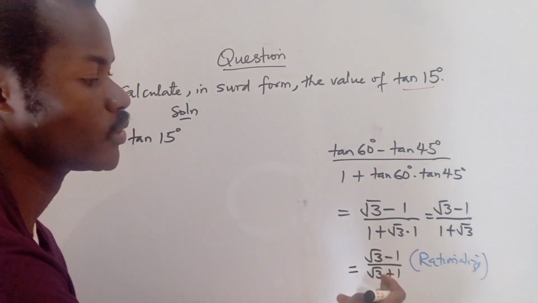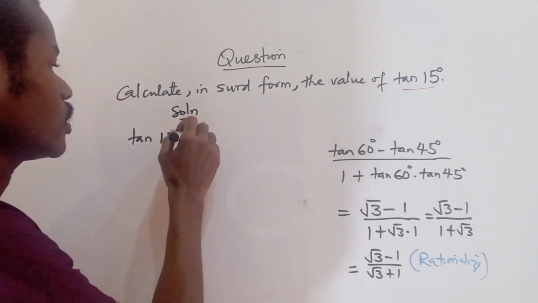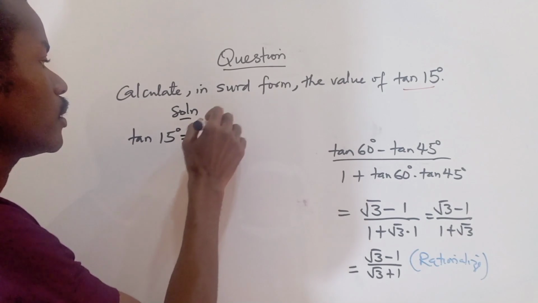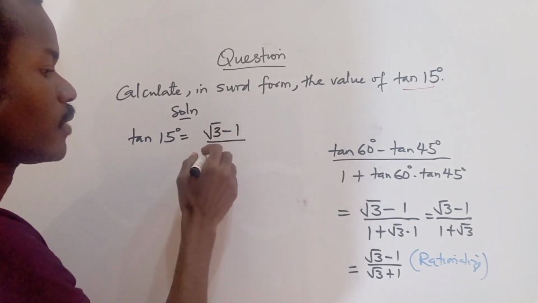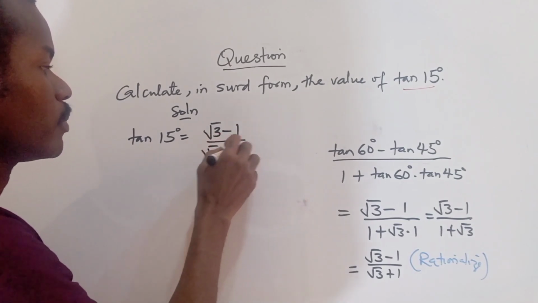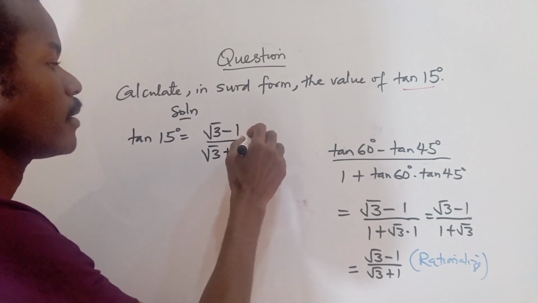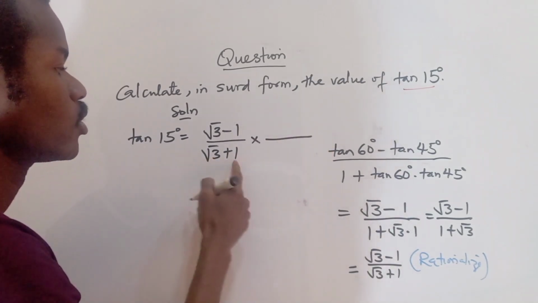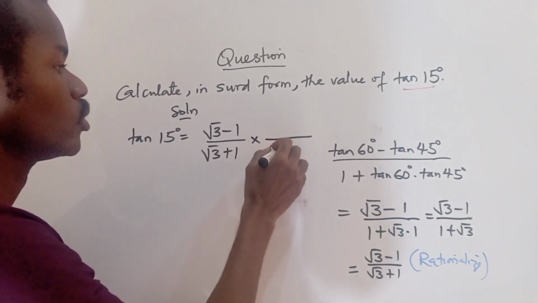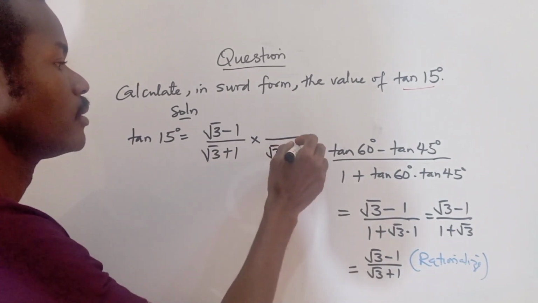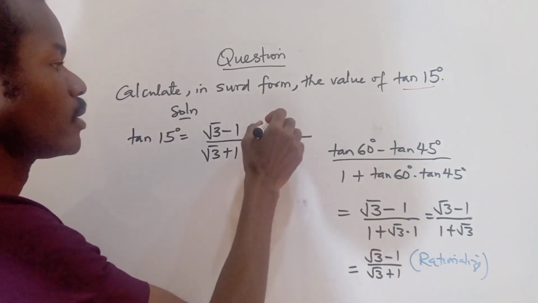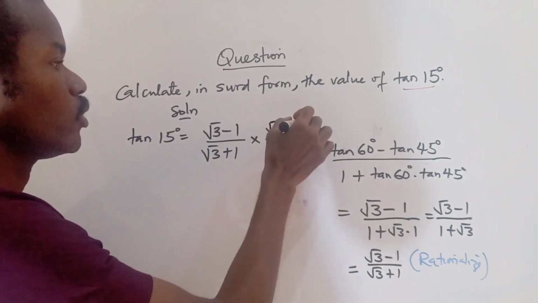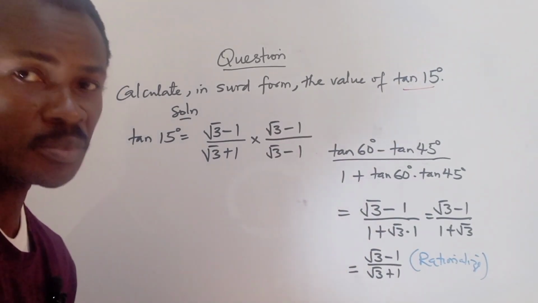How to rationalize that? You want to multiply the numerator and denominator by the conjugate. So tan 15 degrees is going to be square root of 3 minus 1 divided by square root of 3 plus 1. Now let's multiply by the conjugate. The conjugate of this is, we write this putting minus here. Since we are multiplying the denominator by this, we are also going to do the same to the numerator.